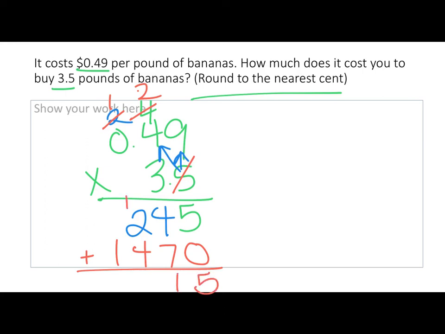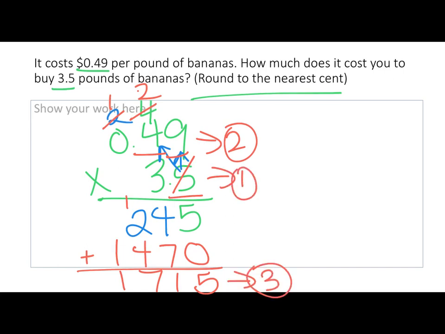5, 6, 7. The 1. There are 3 places behind the decimal. 2 here and 1 here. So there's going to be 3 in your answer. So you're going to slide your decimal over 3 places. 1.715. Remember, it's nearest cent.